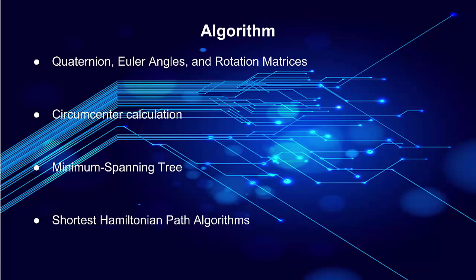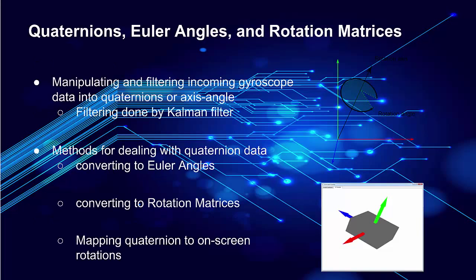Let's talk now about the algorithms involved in this project. We will cover quaternions, Euler angles, and rotation matrices, followed by the circumcenter calculation, the minimum spanning tree, and the shortest Hamiltonian path algorithm. To begin, we'll discuss the quaternions, Euler angles, and rotation matrices.